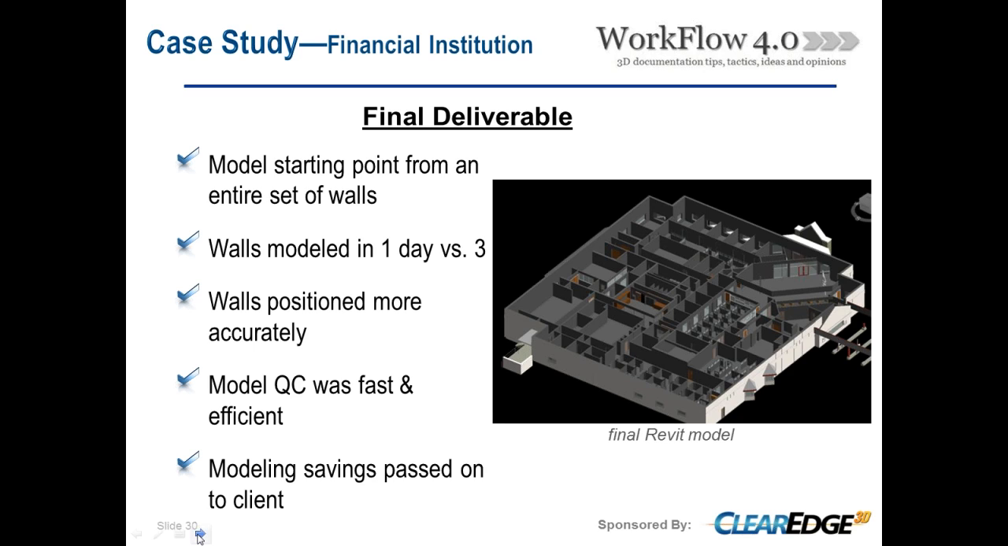So getting to our final deliverable then, as you saw on the previous slide, our starting point for the model was almost an entire set of walls. So that translates into real savings, roughly about, our modeling was reduced by, we estimated about two-thirds. And we also moved forward with much more confidence that since we're using the point cloud itself to position the walls, we had high confidence that those walls were placed in the right location inside the model. And again, we further QC'd inside of Revit. And then for a happy client, we were able to pass on some savings to the client as well.